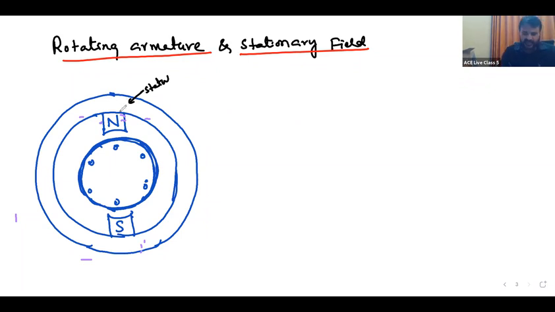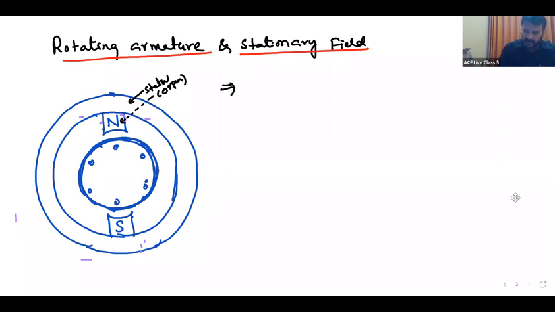Because the stator is stationary. The stator is at what speed? Zero speed, 0 RPM. It is not rotating. The poles are also at 0 RPM, also not rotating. Then both are stationary with respect to each other. The main field poles are here.